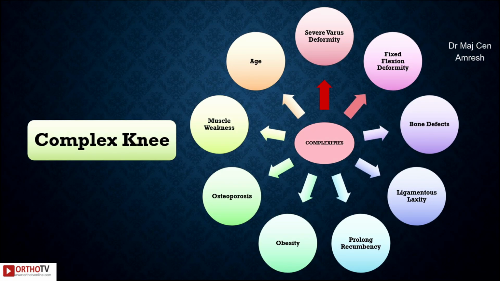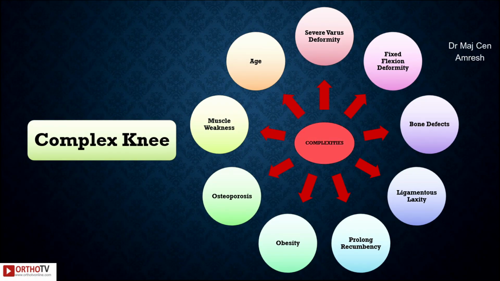So what do we understand when we talk about a complex knee? Usually the limb would be in varus, there'd probably be a fixed flexion deformity, likelihood of having bone defects, ligament laxities. As a result, the patient is on bed for long periods of time, leading to obesity. Most of these patients, the problem gets compounded by osteoporosis, muscle weakness, and of course the advancing age.